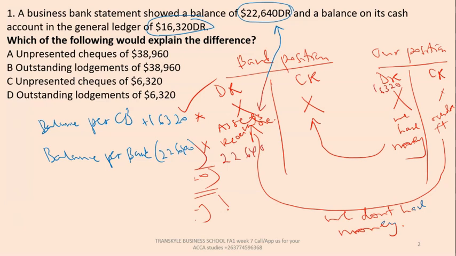That distance is only given by adding up. We need to add up. So this simply means that we are going to say 16,320 plus 22,640.